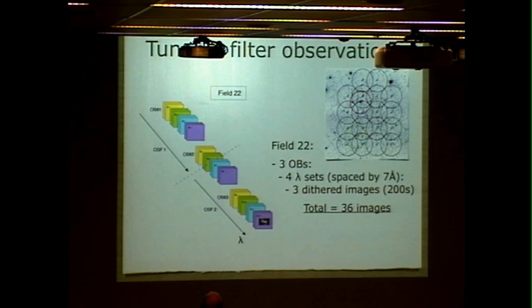Here's an illustration of how the observations are done for a given galaxy. For instance, for field 22, we have 3 observing blocks, and we separate these observing blocks into 4 different wavelength settings, spaced 7 by 7 angstroms each. We have 3 dithered images at each of these wavelength settings, and each image consists of 200 seconds. So in total, for each galaxy in this field, we would have 36 images.